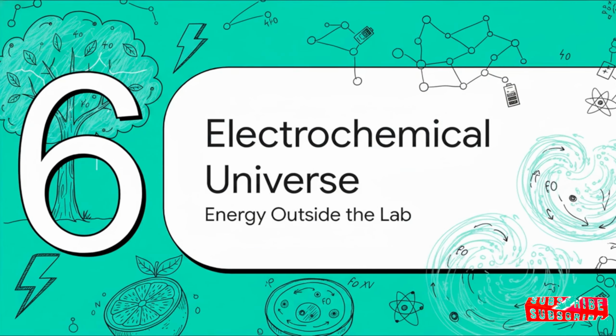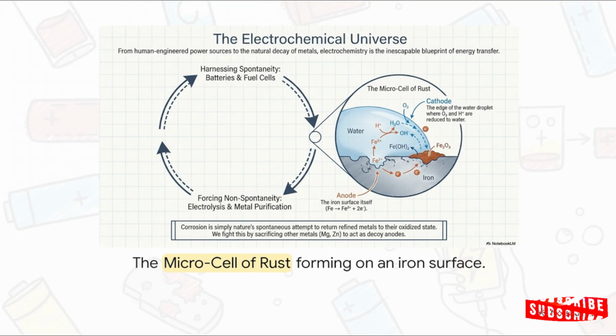And finally, part 6, the electrochemical universe. Let's zoom way out. We've talked a ton about engineered devices today, but I want to show you how these principles govern the natural world outside the laboratory. This is actually one of my absolute favorite concepts to teach, because it completely changes how you look at the world. Even common corrosion, just simple rust, is an electrochemical process. It's really just nature's spontaneous attempt to return highly refined metals back to their stable, oxidized state.